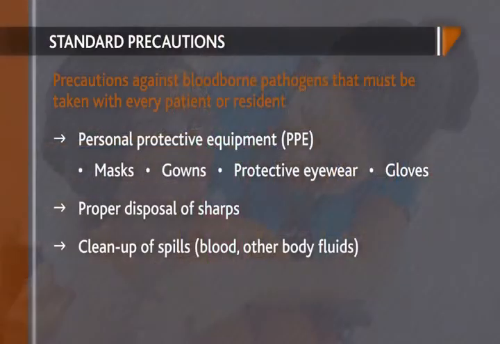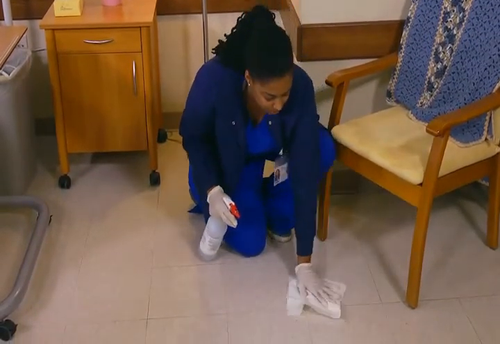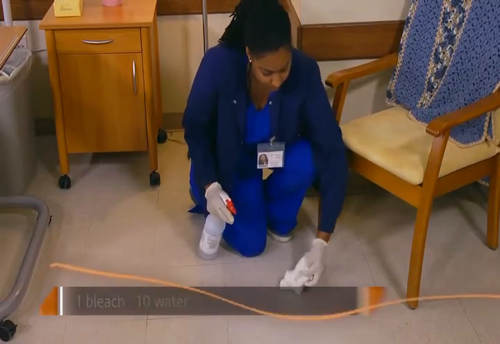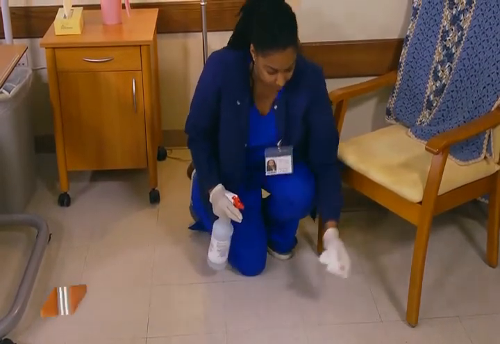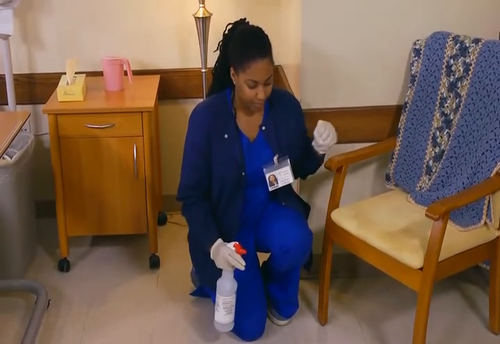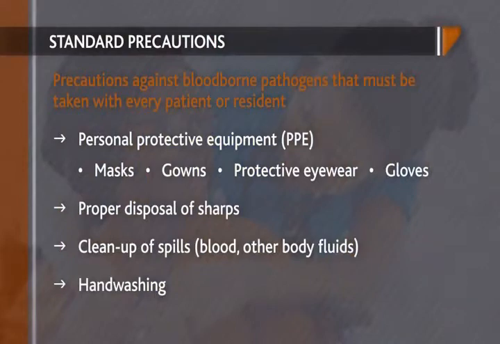Standard precautions also include the cleanup of spills of blood and other body fluids in an approved manner. Spills of blood or other body fluids must be cleaned up with an approved cleaning agent or a solution of 1 part household bleach to 10 parts water. Wear personal protective equipment while cleaning up spills. And standard precautions include hand washing.